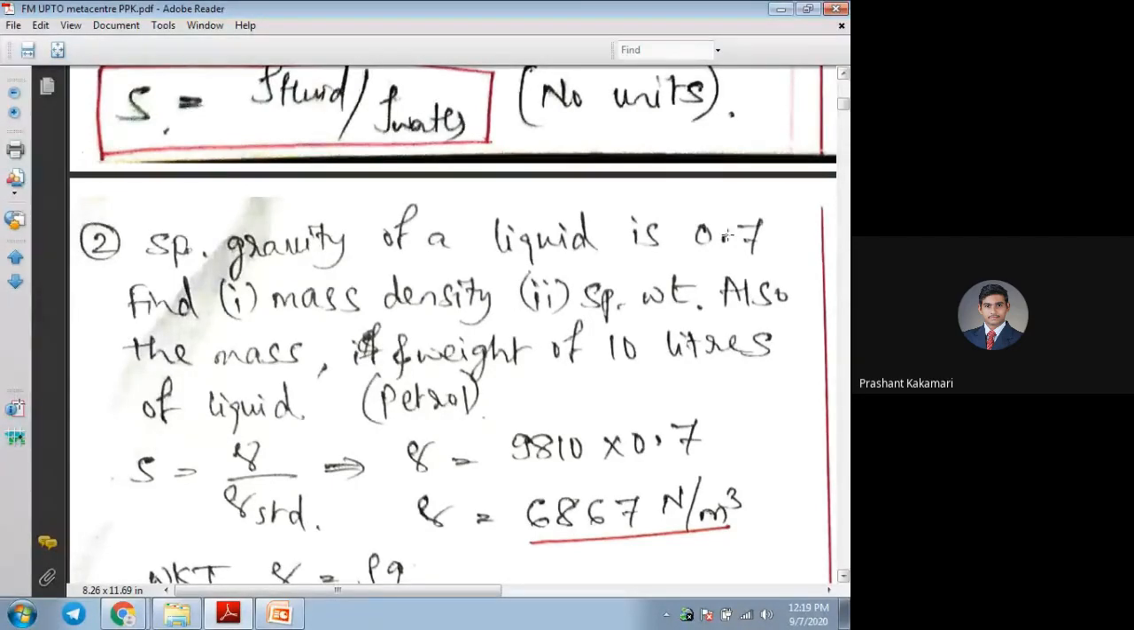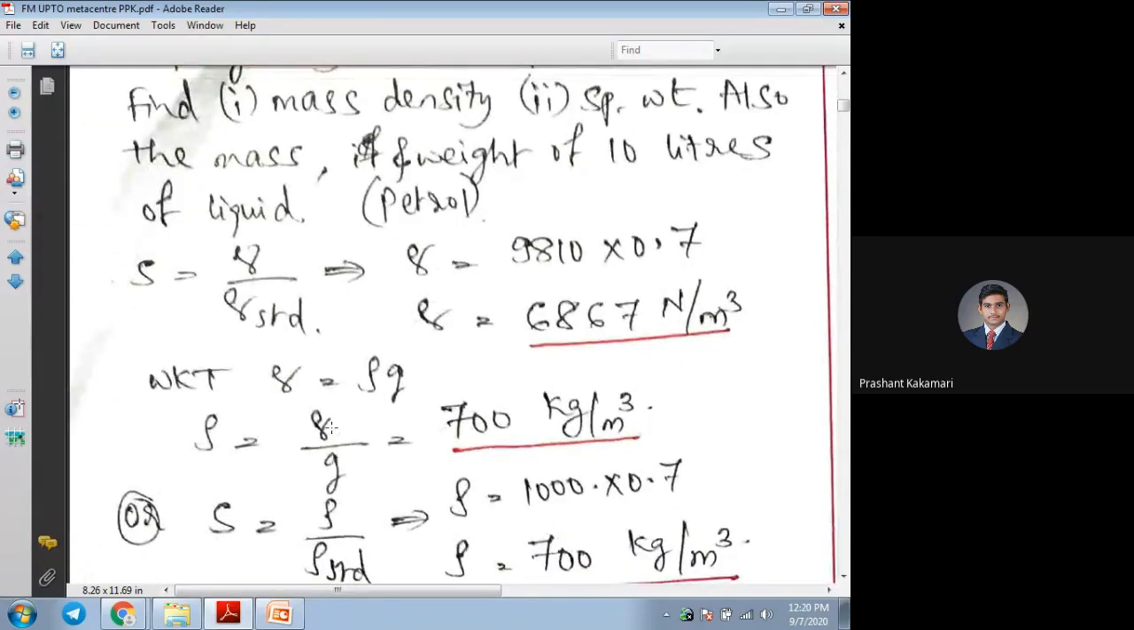So using this data given in the question and noting down all these questions: mass density we need to find out for the given fluid, specific weight we need to find out, then we need to find out mass and weight separately for 10 liters of that liquid. That liquid, in bracket, they have given petrol, for the reference. Now again recall all the ratios. As I told you, for the first case, mass density we need to find out.